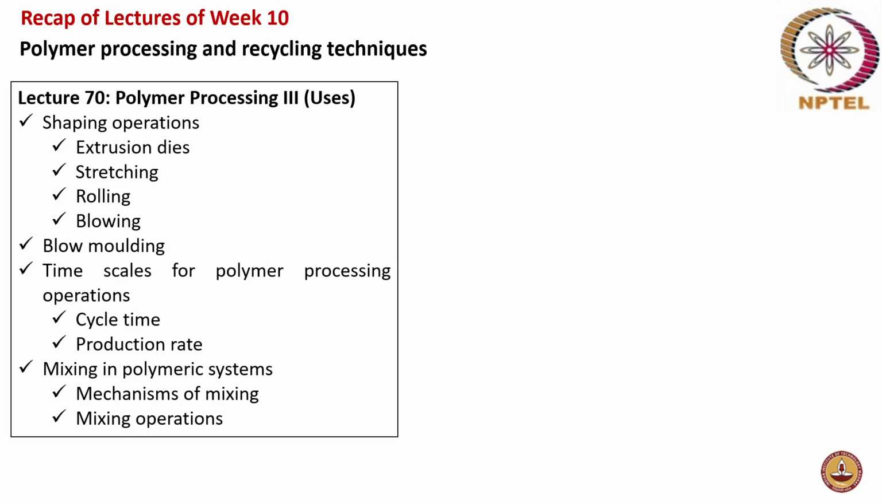And then polymer processing 3 was discussed, and the shaping operation, extrusion dies, and then stretching, rolling, blowing was discussed. Blow molding was discussed in detail. Time scales for polymer processing. What is the cycle time for different polymeric operations? What is the production rate? You have very short time scales like in injection molding and all. So these were all discussed.